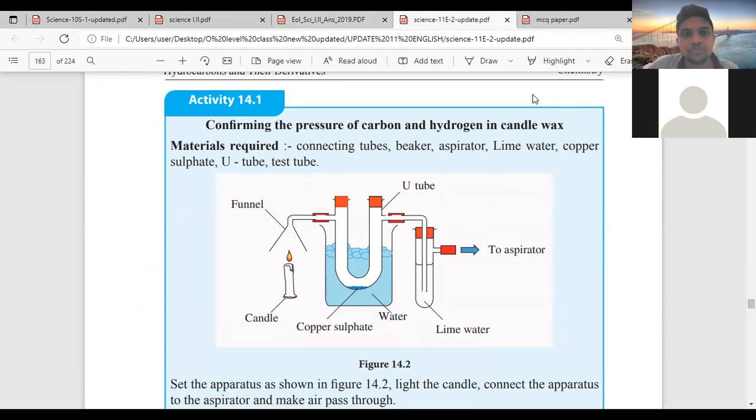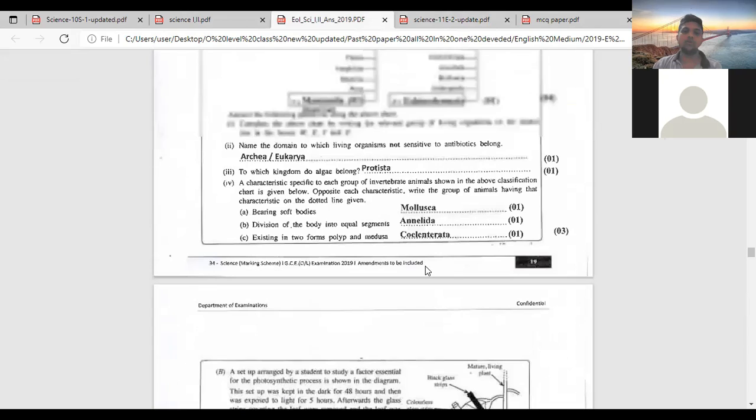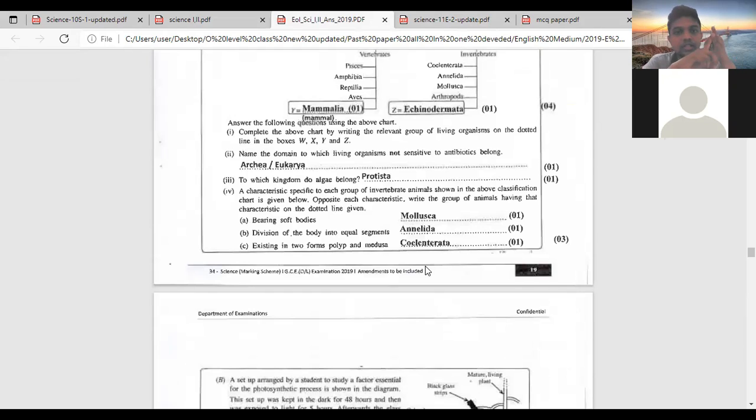So when we come to the second structured question, the first one is the biology one. It is a theoretical one. Most of the times they will ask about classification, and sometimes productivity.